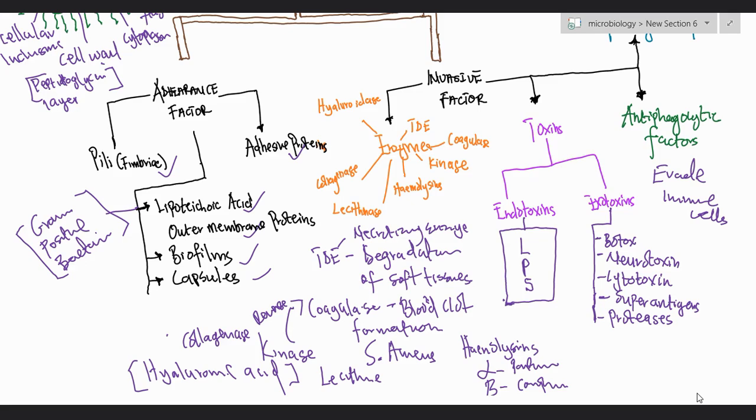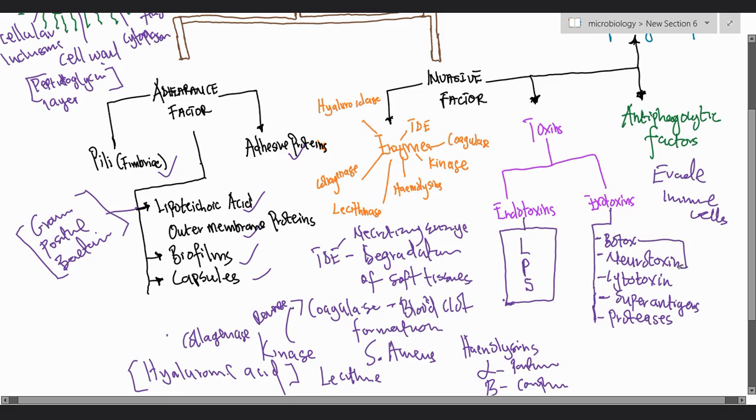Then we have the exotoxins. Exotoxins include botox, the neurotoxins, the cytotoxins, superantigens, and the proteases. The botox is actually under the neurotoxins. This is one dangerous toxin that is produced by the botulinum species, and it causes neurological disorders. Then we also have the cytotoxins, which are toxins responsible for cellular destruction. Then we have the superantigens and the proteases as well. All of these are harmful toxins that are produced by the bacteria.